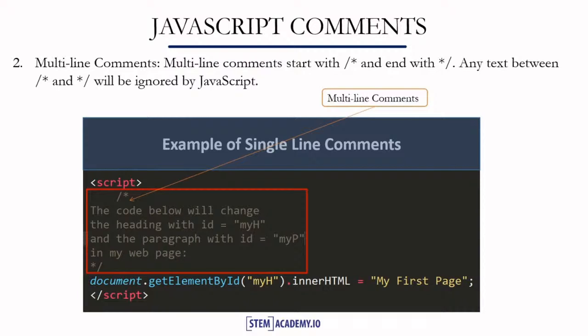Multi-line comments start with the slash and the asterisk symbol and end with the asterisk symbol and the slash. Any text in between these symbols will be ignored by JavaScript.